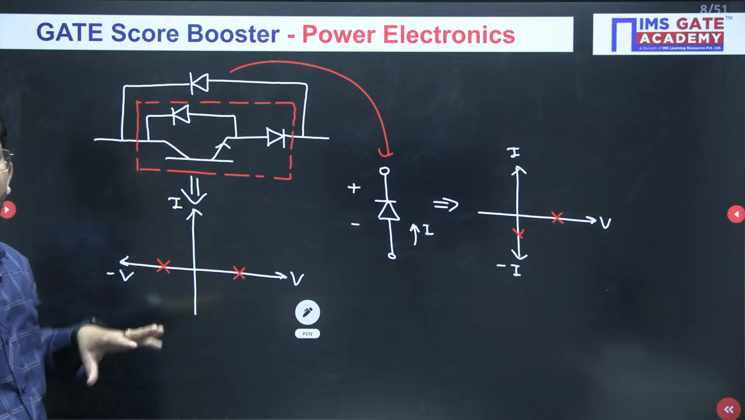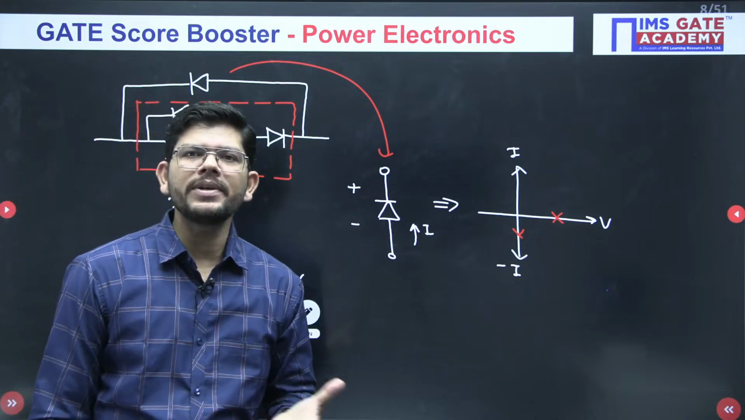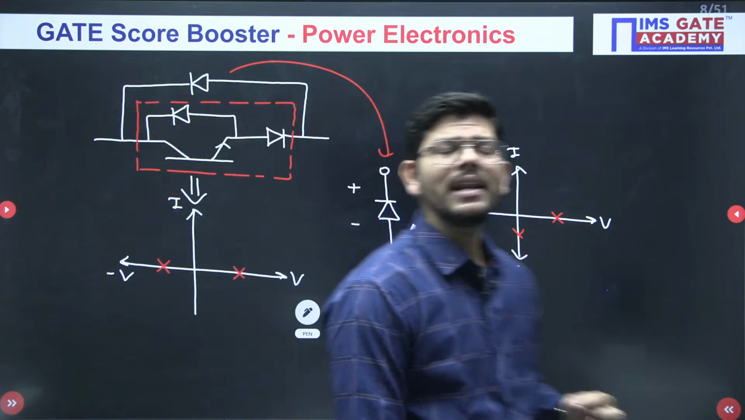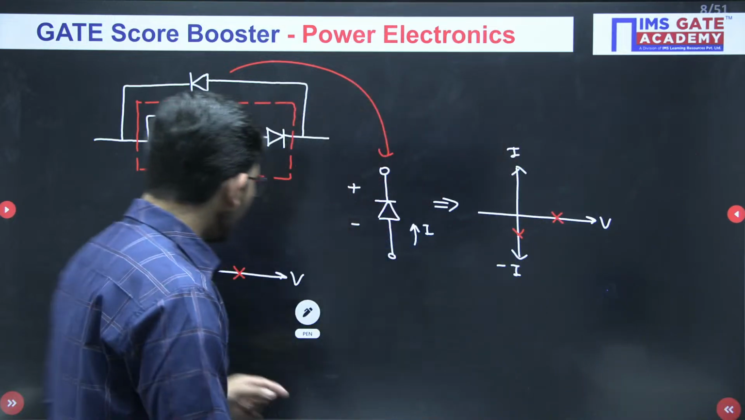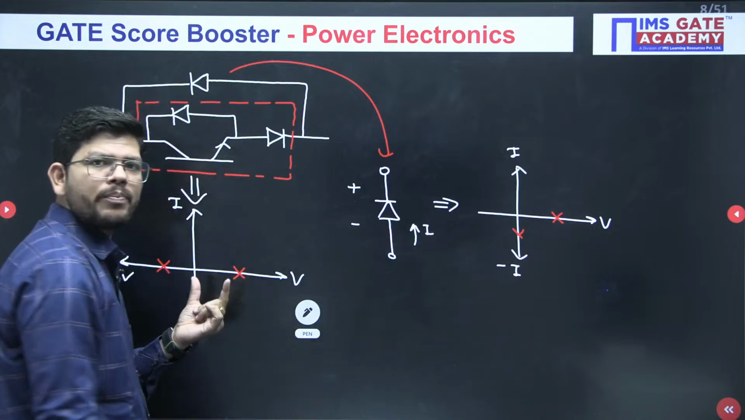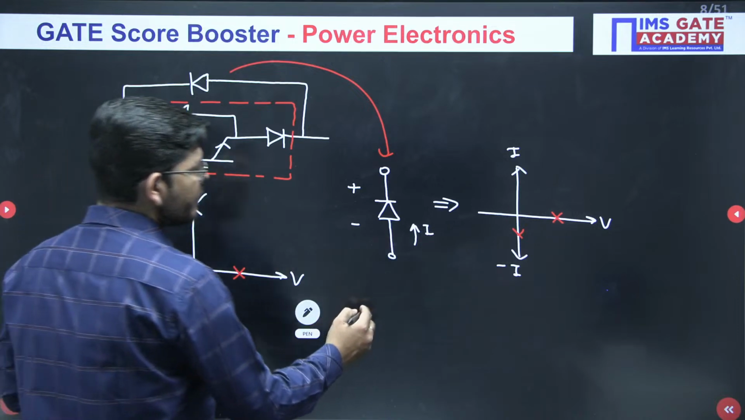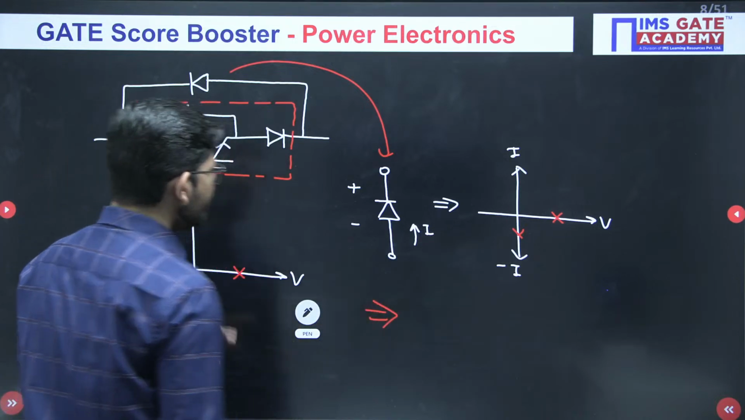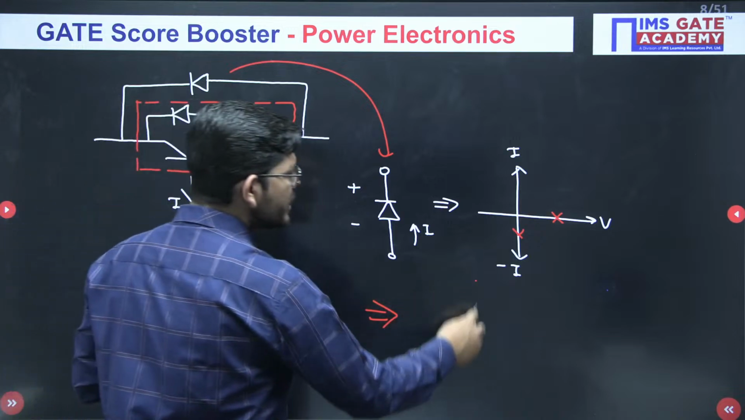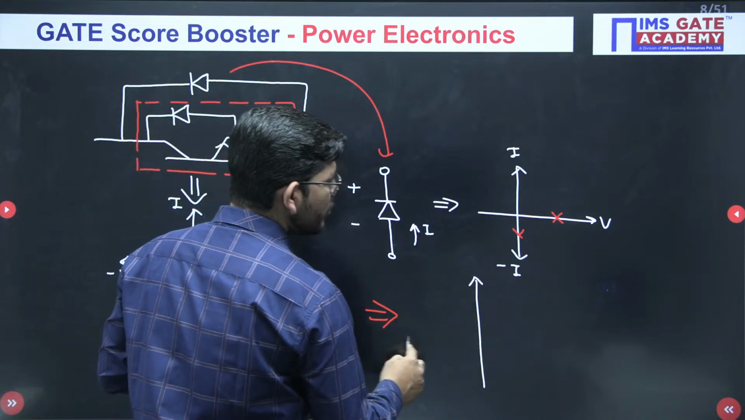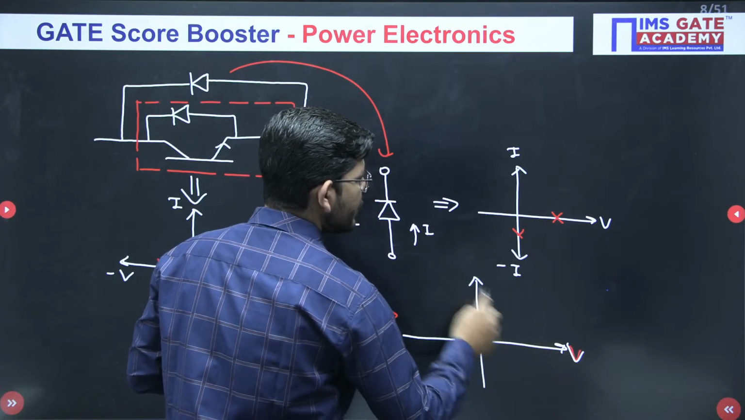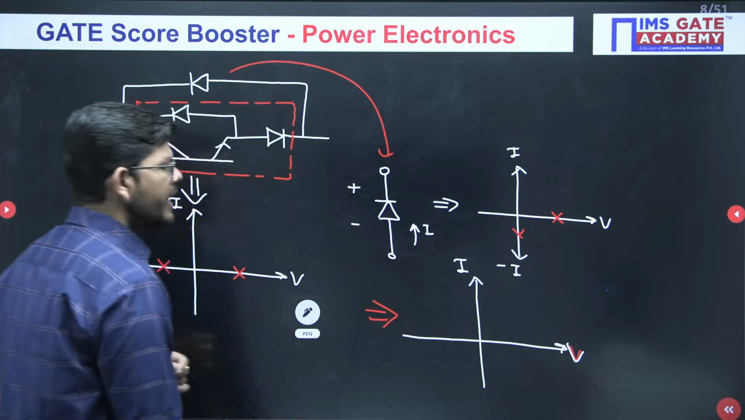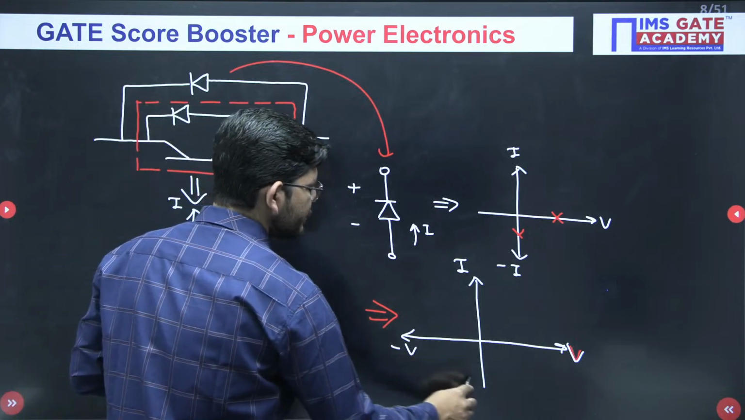Now this combination and this diode are connected in parallel. And what happens in parallel? In parallel we have same voltage but different current. So out of these two combinations, you have to pick the same voltage and different current. If we combine both of them, we pick the same voltage and different current. So this is V and this is I.